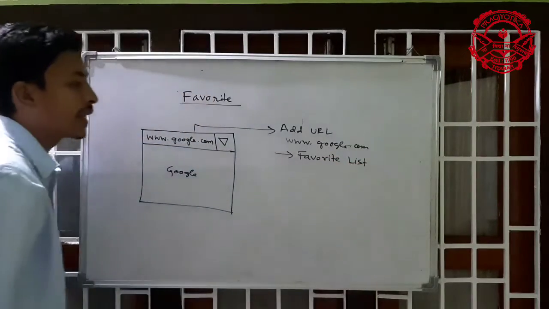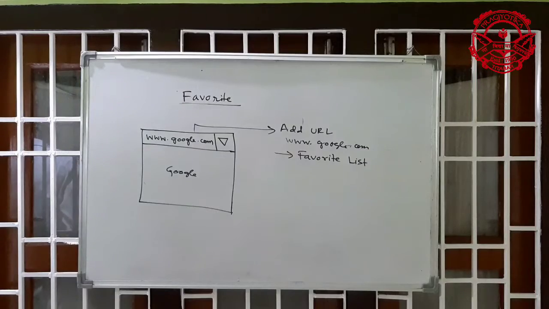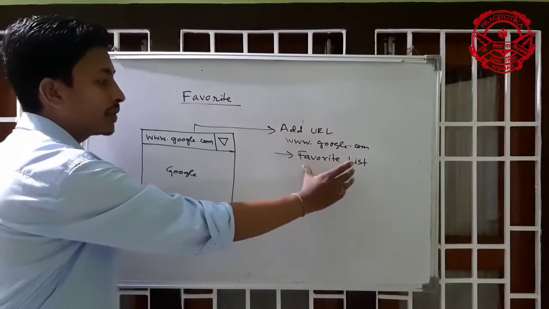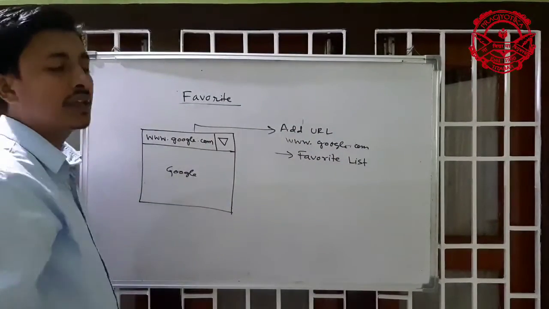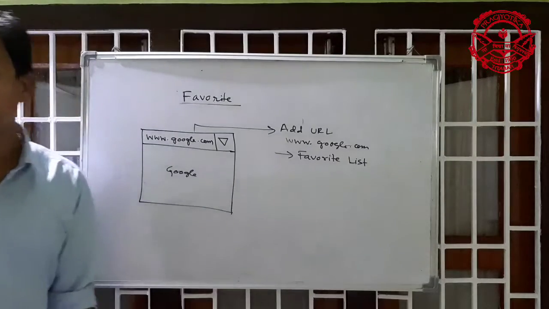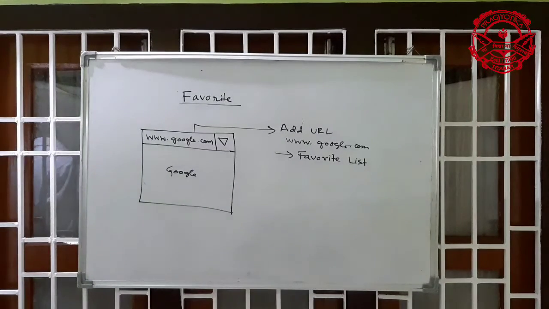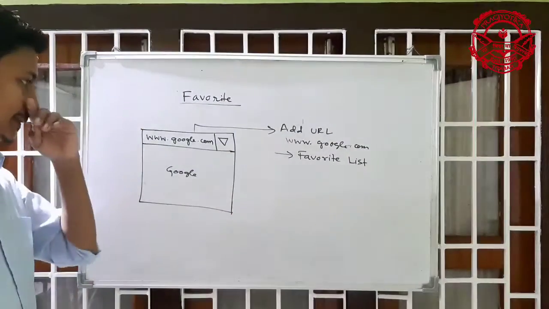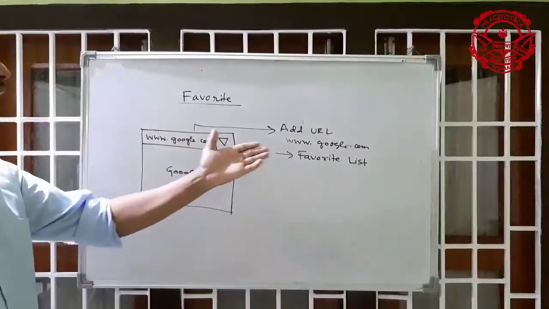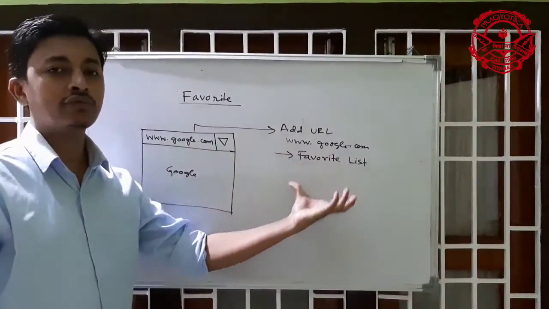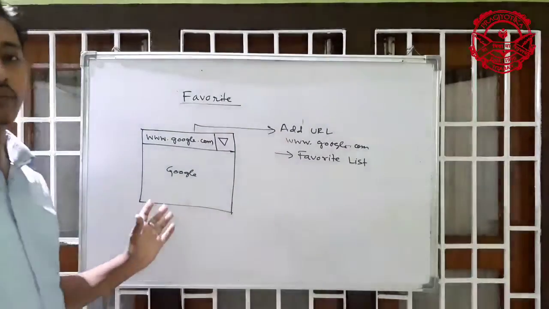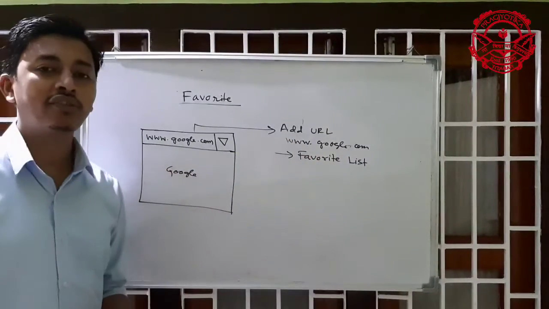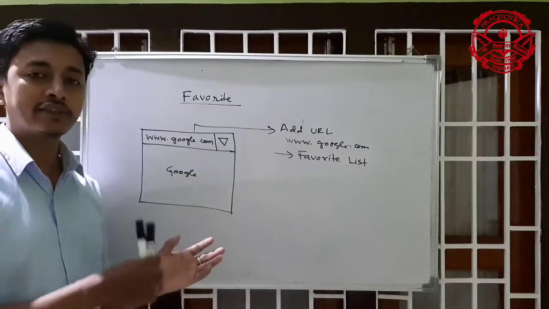So favorite list means what? In the favorite list, lots of website names can be available. So favorite means what? It is easy and quick access. It is a link that provides quick and easy access to a particular website. For example, google.com. So you can add this URL to the favorite list so that we can easily access this particular website at any time without typing the URL. Okay, so this is the advantage of favorite.